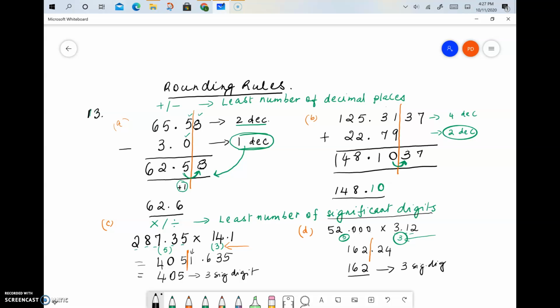So remember, the rules for multiplication and division are the same, and the rules for addition and subtraction are the same. So multiplication and division, least number of significant digits, remember that. And for addition and subtraction, it's the least number of decimal places.